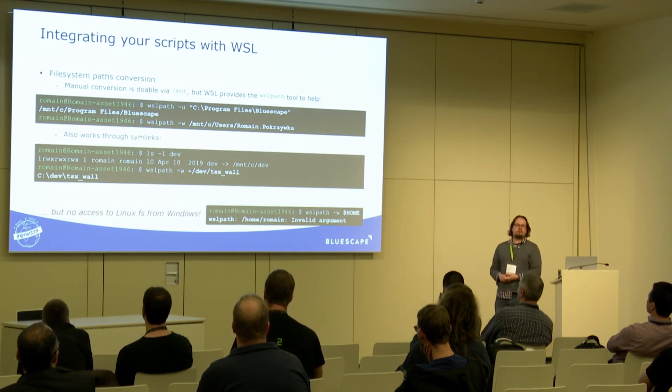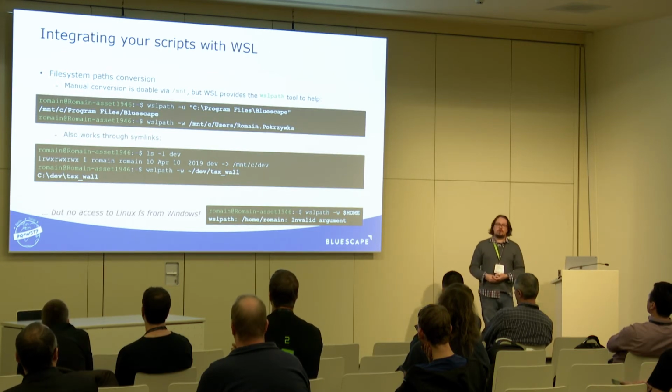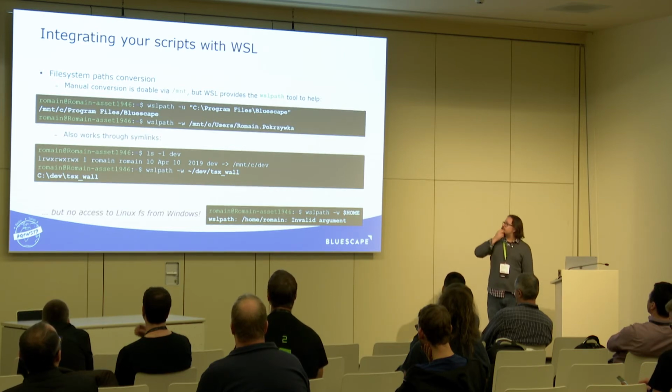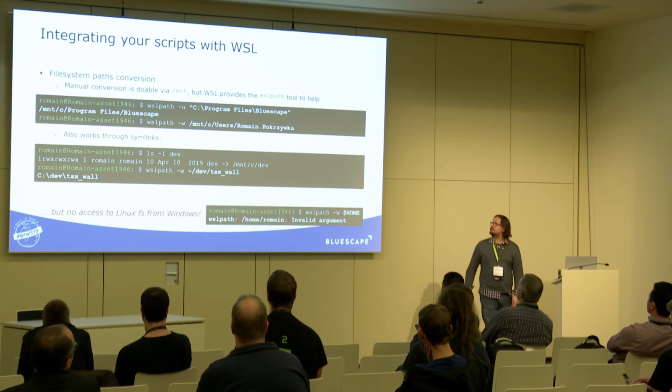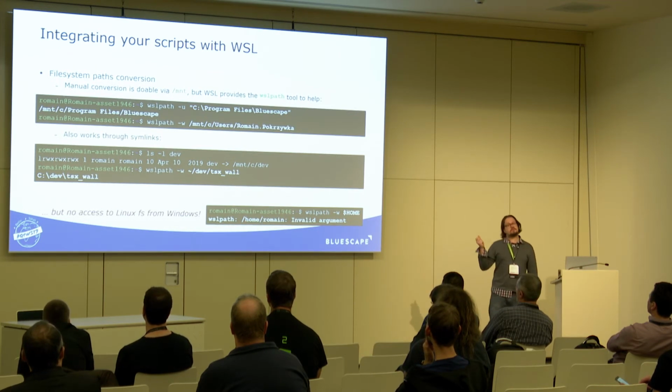Microsoft does provide you the tool to do that for you already. It's called wslpath, and it works both ways. You use -u to convert a Windows path into a Linux path, and -w to convert a Linux path into a Windows path. It does pass through symlinks.